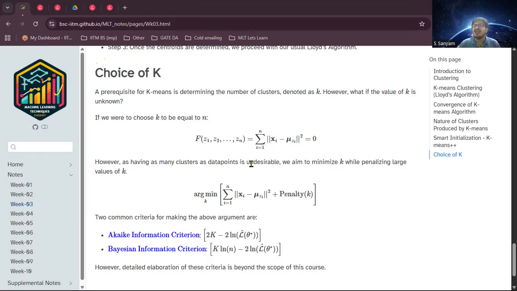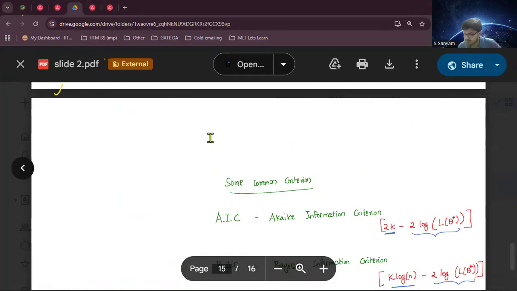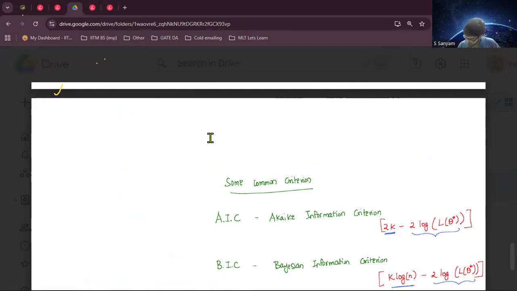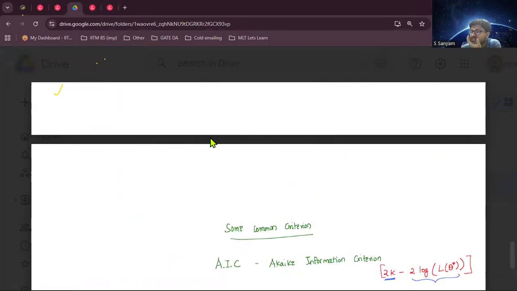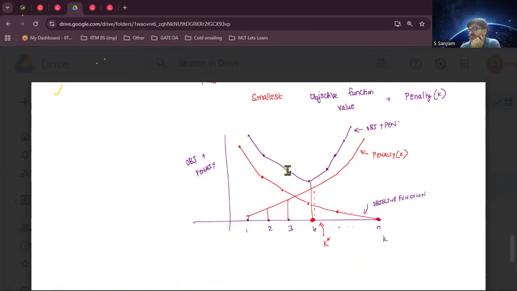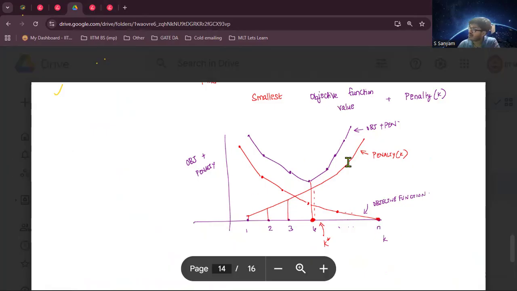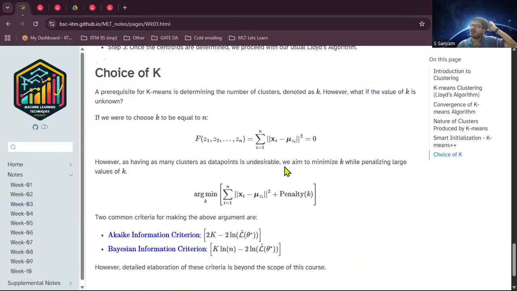So there should be a penalty on the choice of K, because we have not discussed K till now. So this is the penalty. Basically, it has the graph. I have to explain fast because time is short. This is the K versus objective plus penalty graph. If K is equal to N, the objective will decrease, and the penalty has different values.